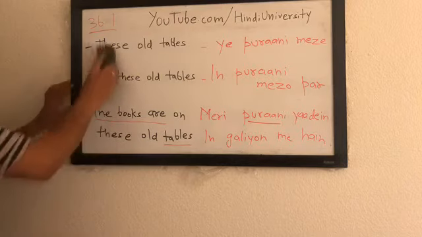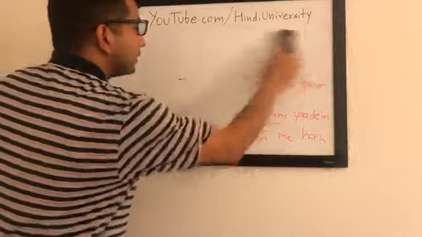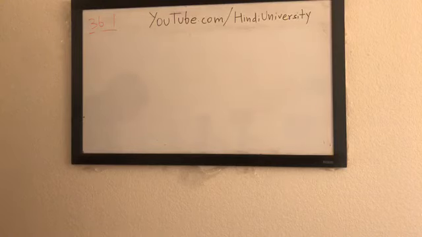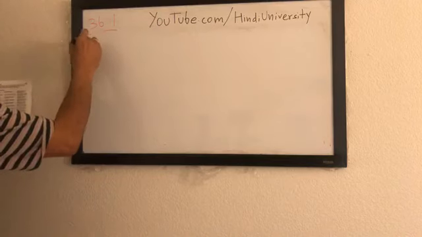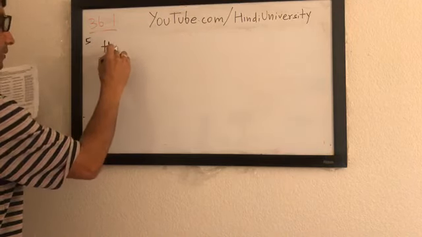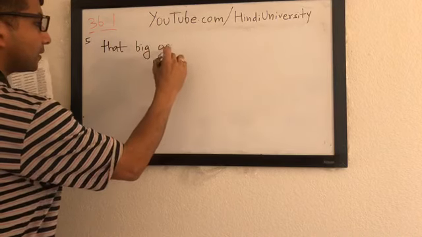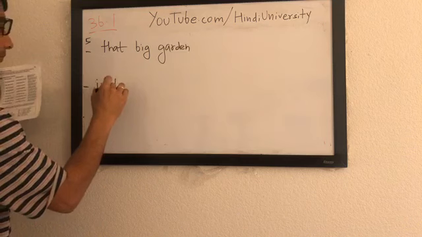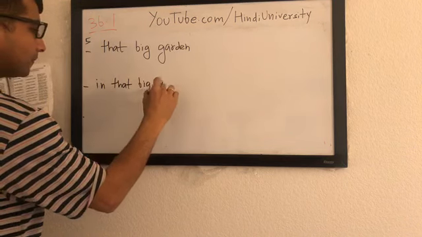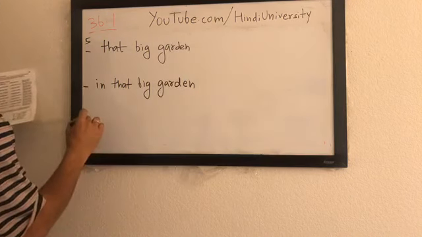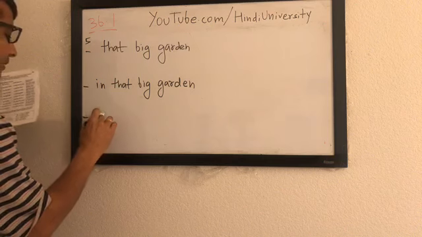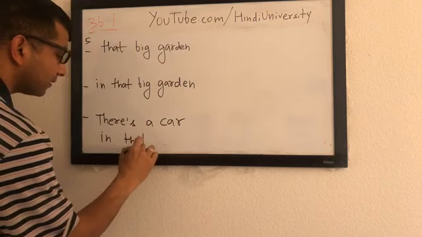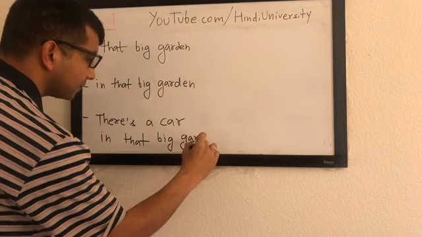Now let's do the next one. I'm going to write it down, but we'll pick up the pace to make sure we can jump to the other part of the exercise as well. So now number 5, which is: that big garden. In that big garden. And then number 3 is: there is a car in that big garden.